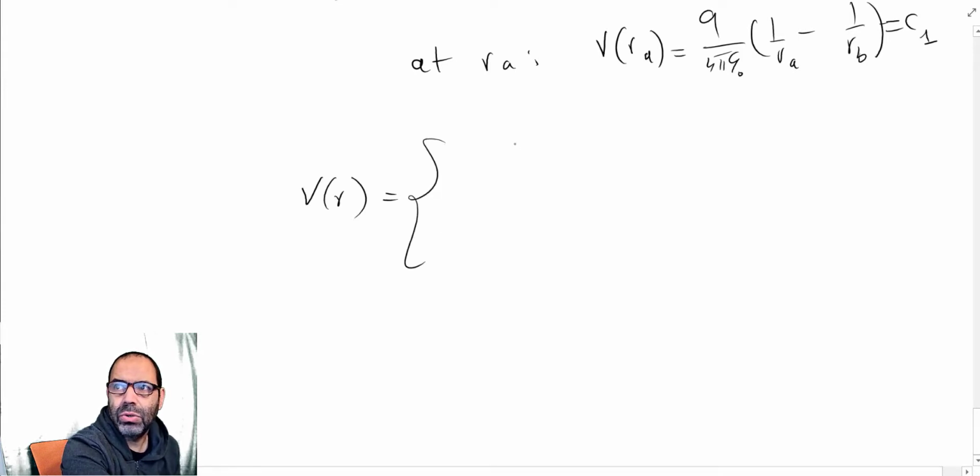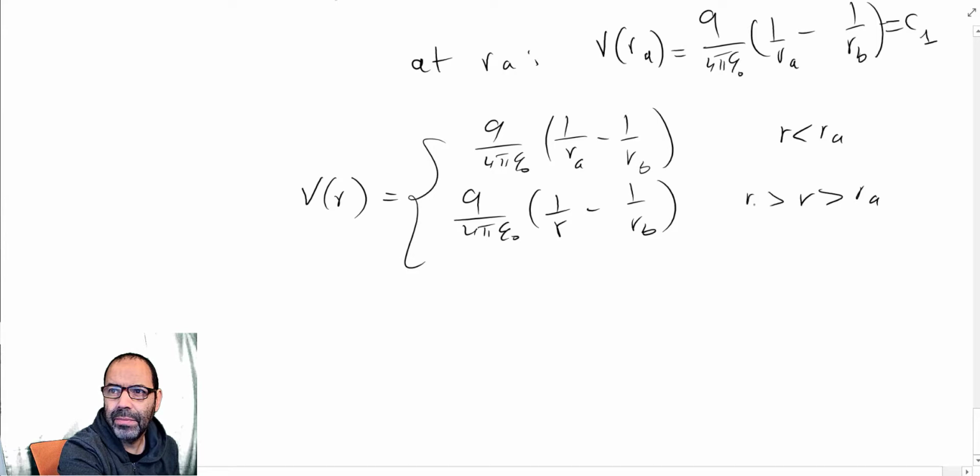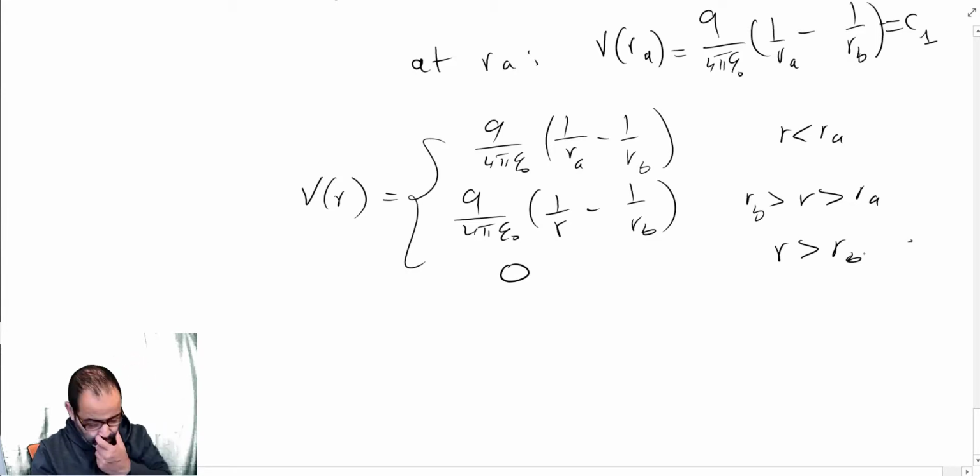So the potential is equal to that constant, which is Q over 4 pi epsilon naught. We should have taken Q as a common factor because it's the same everywhere. Times 1 over RA minus 1 over RB, which is a constant when R is less than RA. It's Q over 4 pi epsilon naught times 1 over R minus 1 over RB when R is more than RA but less than RB. And it's 0 for R more than RB. So this is the solution to this problem, and it's all of the three cases listed in there.